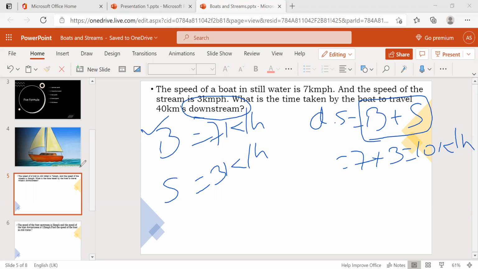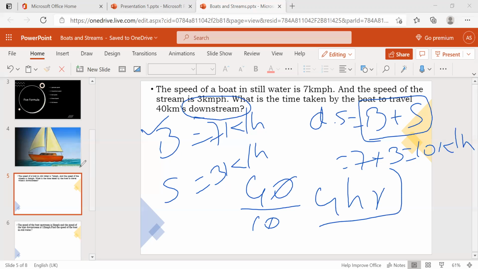And what they're asking is to travel a 40 kilometer distance at this speed. We want time, so we are going to use distance by speed. Distance by speed is 40 by 10 kilometers per hour, so we get 4 hours. It will take 4 hours downstream to reach 40 kilometers based on the data.